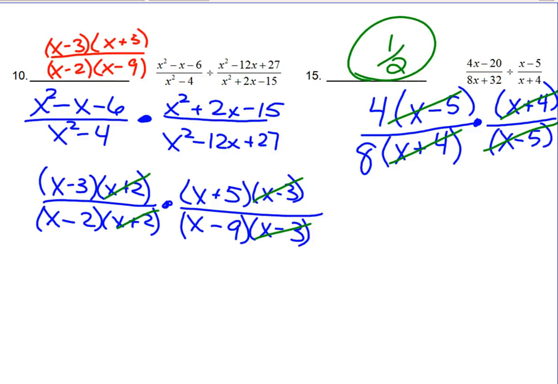Here are 10 and 15 worked out. Just take a minute and look them over and see if you can understand. Go ahead and pause it because the video is going to end.